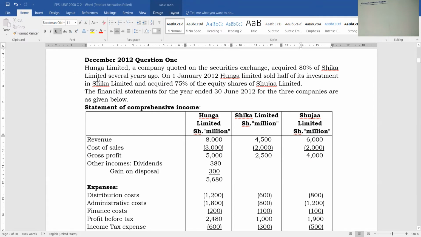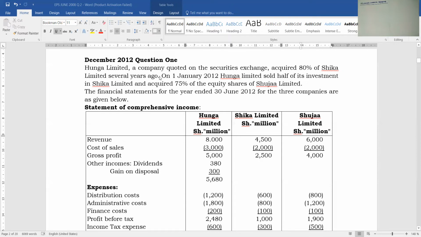They say Hunga Limited, a company quoted on the Securities Exchange, acquired 80% of Shika Limited several years ago. On 1st January 2012, Hunga Limited sold a half of the investment in Shika Limited and acquired 75% of the equity shares of Shujaa Limited. So you can see that this is a question of disposal, whereby a subsidiary has been disposed partially.